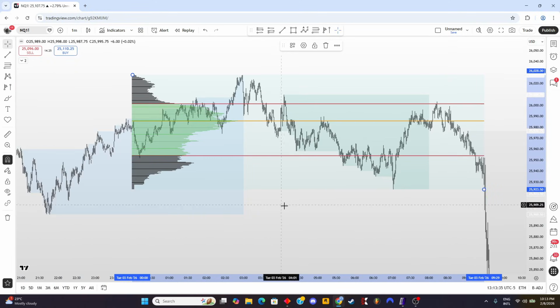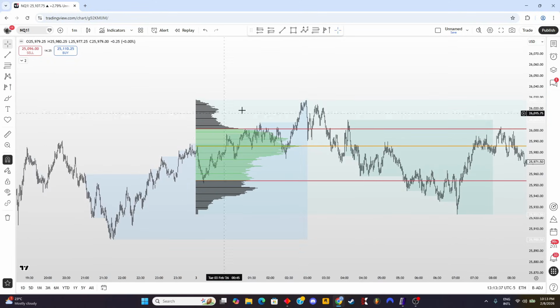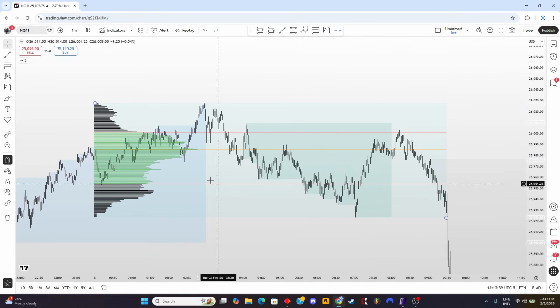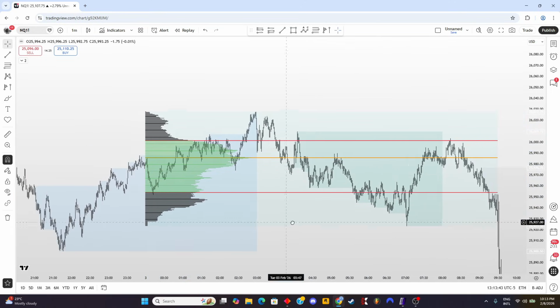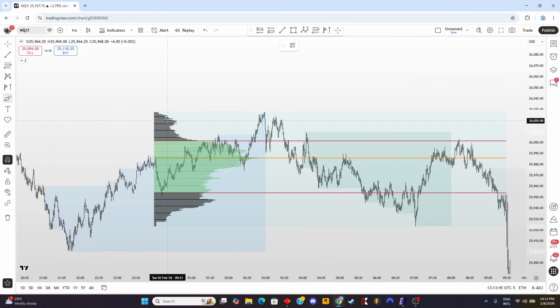So we have the volume profile. And what is the shape of the daily volume profile? It is a D shape. Notice this shape over here. It is not P. Otherwise, most of the volume, the transaction would have been here.